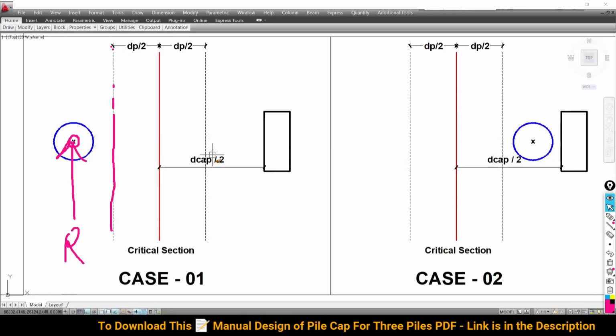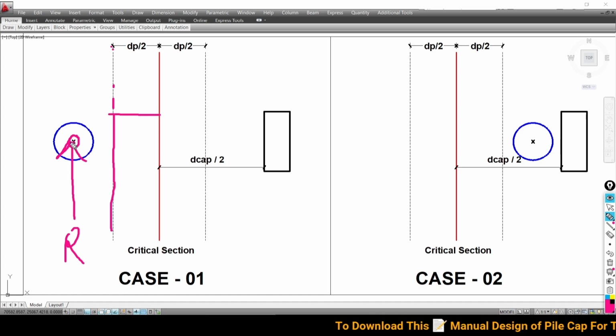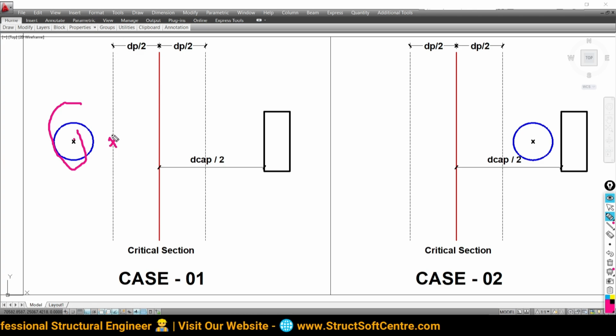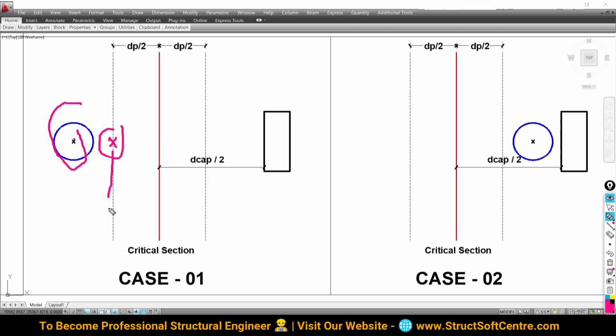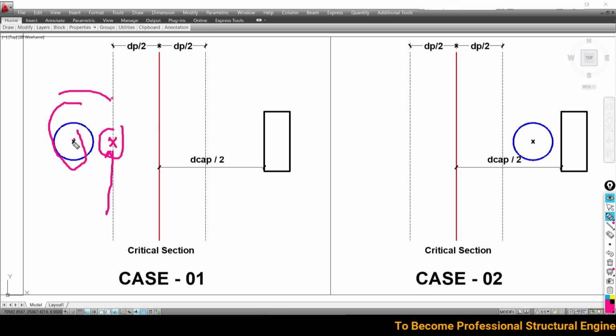Okay, so we are actually doing the same thing. The critical section is dp by 2 outside, and your center is coming outside of this dp by 2. So that's why we are going to consider 100% reaction for the first case. If the center of the pile is coming exactly at dp by 2 outside of this critical section, at that time also you have to consider 100% reaction. Whether it is coming at dp by 2 or outside of this, you have to consider 100% reaction.